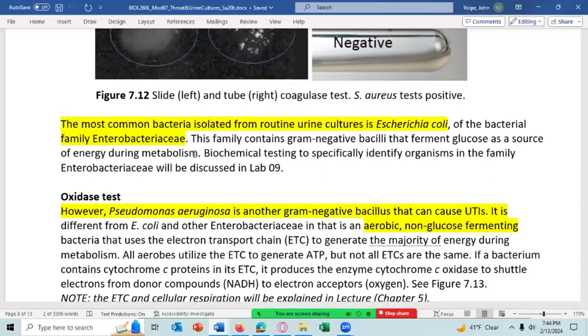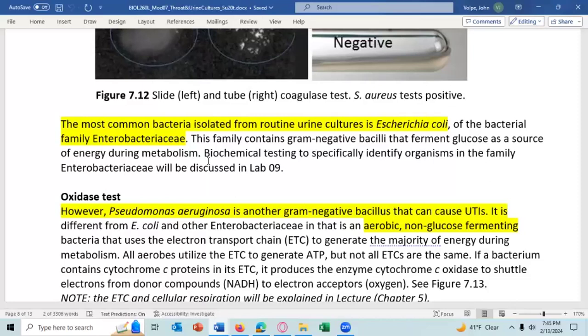But we could use other tests. The Pseudomonaceae are gram-negative bacilli that are aerobic. The Enterobacteriaceae are gram-negative bacilli that are facultative anaerobes, meaning they will prefer to grow in oxygen if oxygen is present, but if oxygen is not present, the cells will continue to grow by anaerobic respiration.